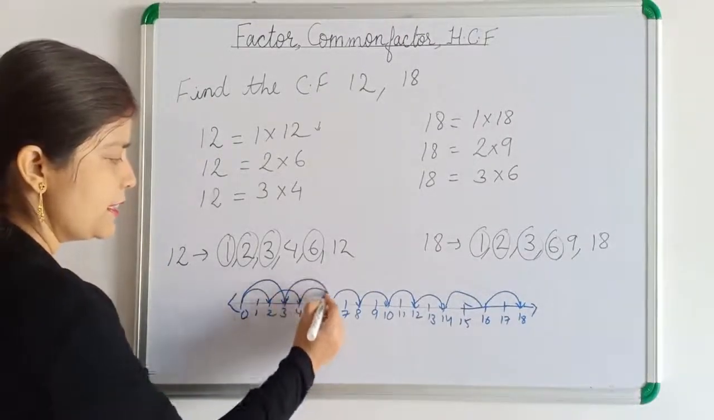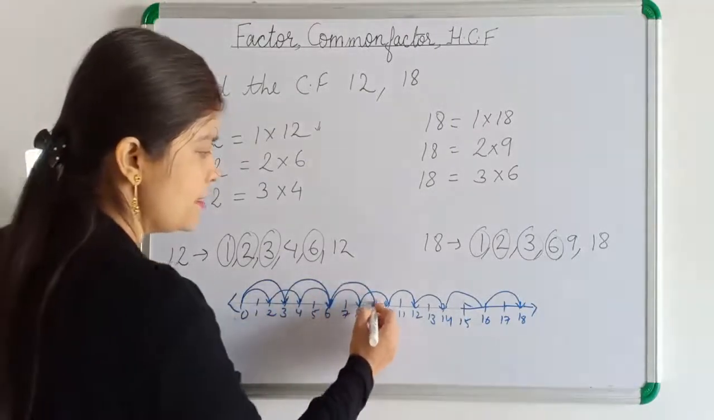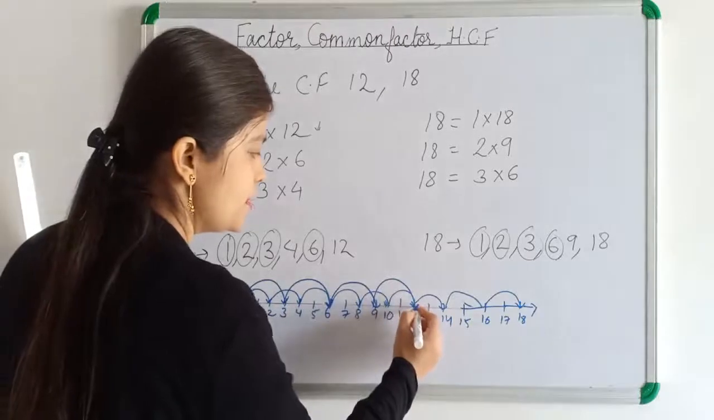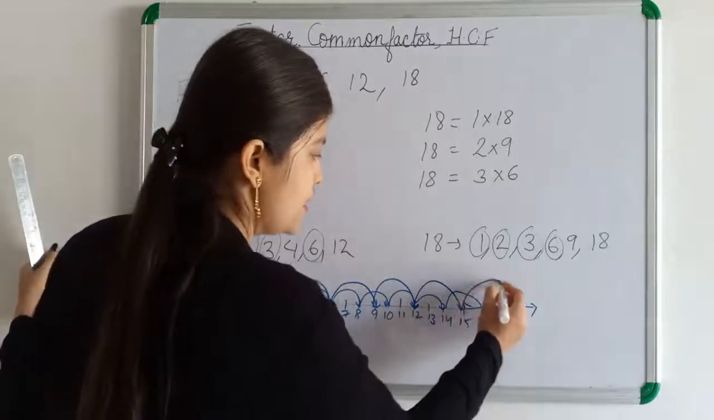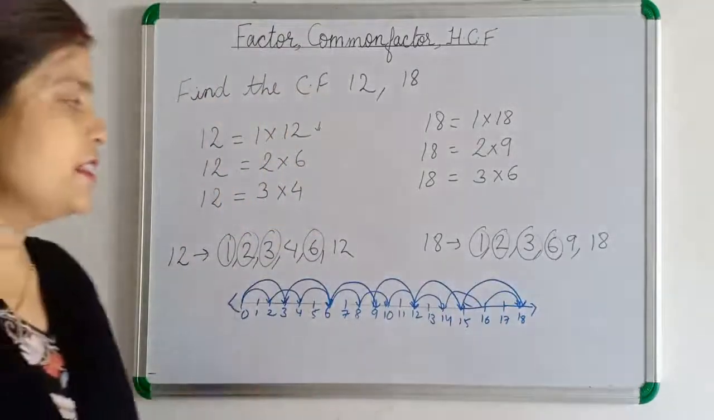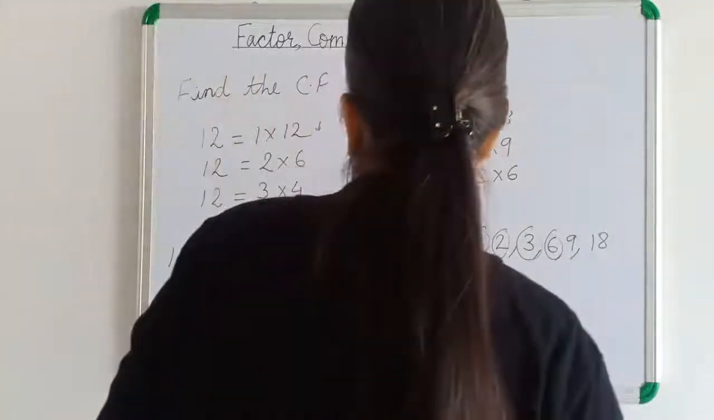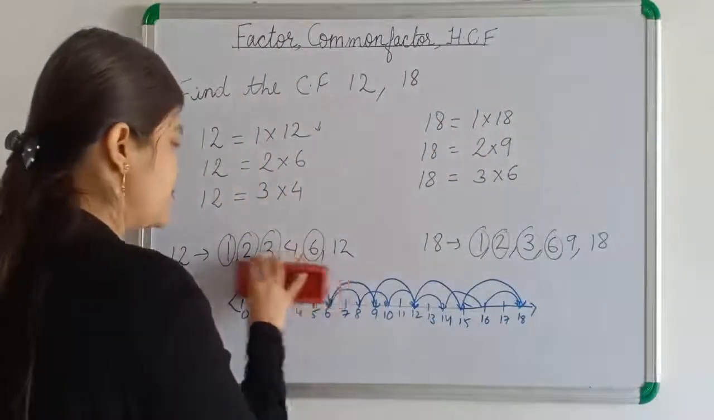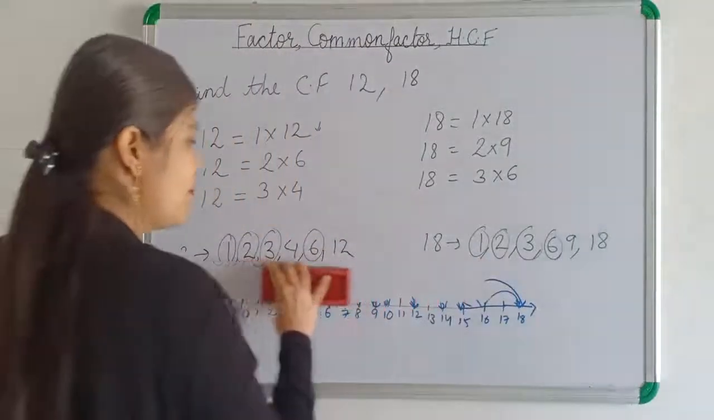3, second is 6, then 9, then 12, then 15, then 18. You can see when we are jumping by 3 steps, then also we are getting both the numbers. Now we will jump by 6 steps. We will get both the numbers. You can see in the number line.